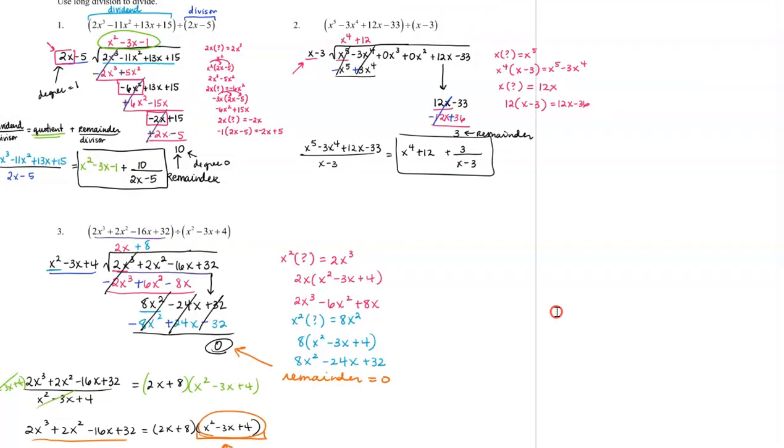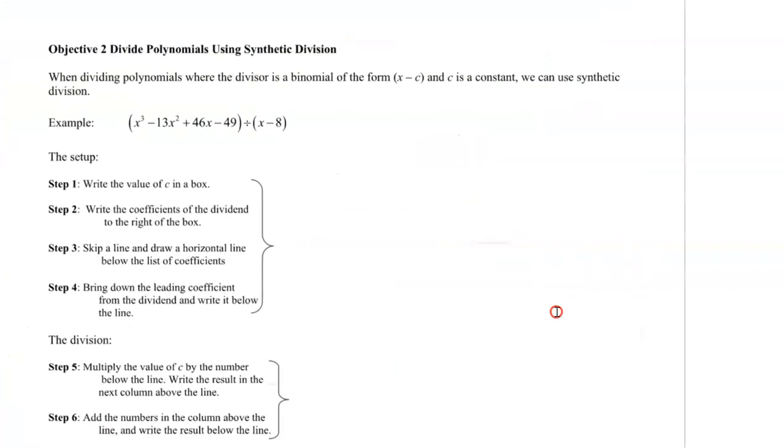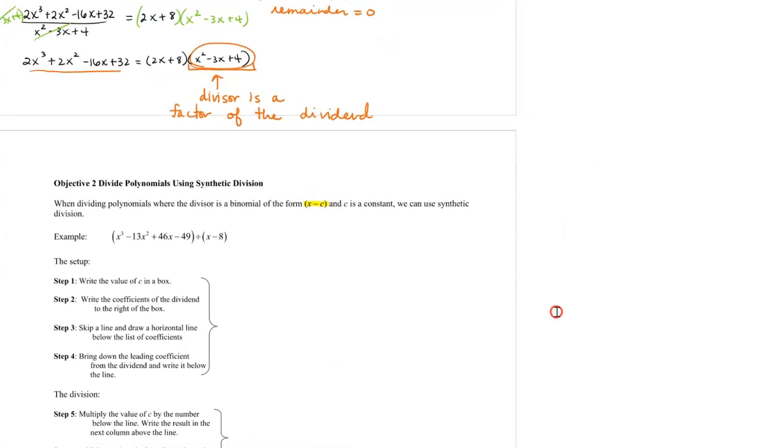Most people are not a particularly big fan of long division. It's easy to make a mistake. You have to pay attention to your signs, and you also have to make sure that you're multiplying correctly. Another alternative to polynomial long division is synthetic division. However, synthetic division can only be done when you are dividing by a binomial of the form x minus c. It could also be x plus c if c is a negative number, but you need to be dividing by something that is linear. So now we're going to go through this example here using synthetic division.